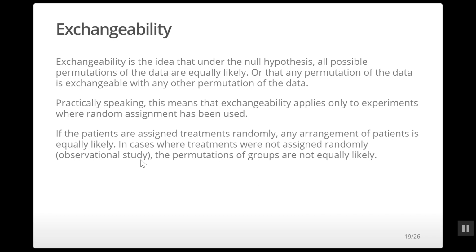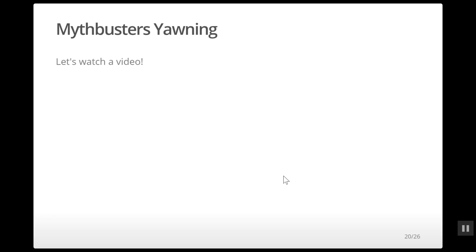So if we did an observational study, exchangeability does not apply, because we did not do random assignment, and so different permutations of the group are not going to be equally likely. This is the key part here. If we're going to do a randomization test, you can only do it if the data that you are going to reanalyze with a randomization test had used random assignment for the treatments. Okay, let's watch this.